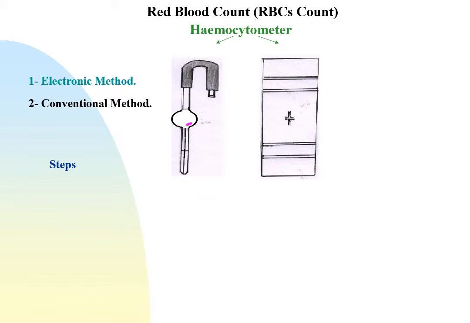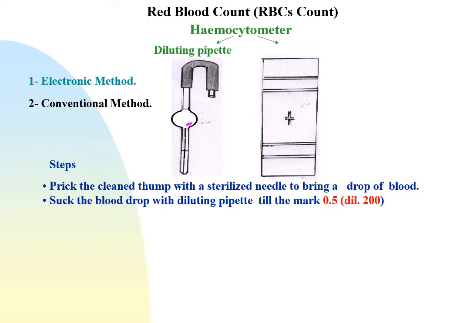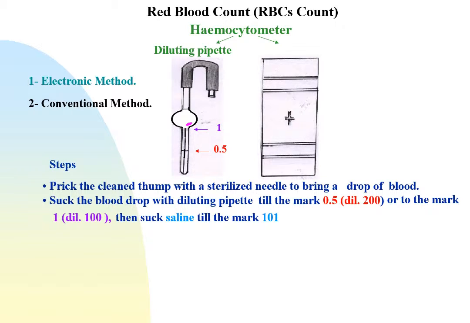Steps: prick the cleaned thumb with a sterilized needle to bring a drop of blood. Suck the blood drop with a diluting pipette till the mark half if we are going to have 200 times dilution, or to the mark 1 if we are going to have 100 times dilution. Then suck saline till the mark 101 and shake well to mix the blood with saline.